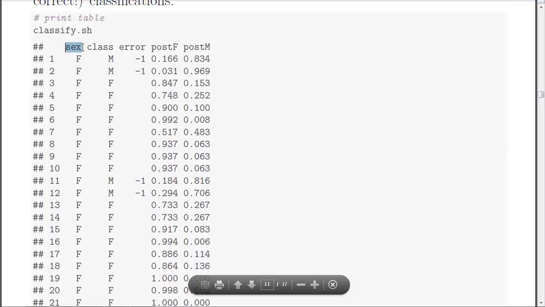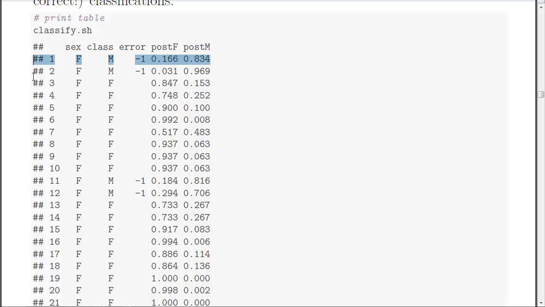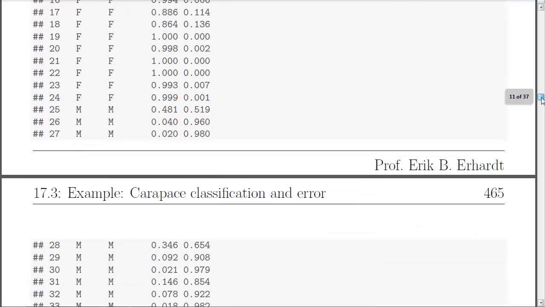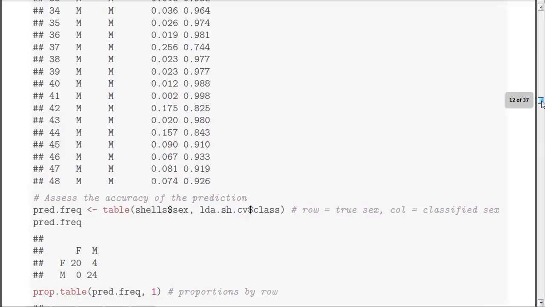So if we look at the summary table here, classify.sh, we've got their true sex F, we have their classified sex, and whether there was an error or not, and we have their posterior probabilities. So these first two were actually classification errors. There were true females classified as males, that's why there's an error of -1, and the posterior probability for being males was relatively high, about 0.8 or 0.9 for each of these, and that's why they were classified as males. And what the error column allows you to do is very quickly scan down and see where there were errors. So it looks like there were 4 females classified as males, and all the males were correctly classified.